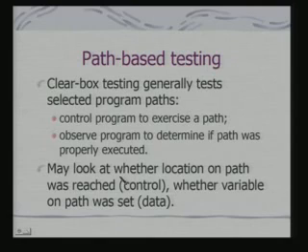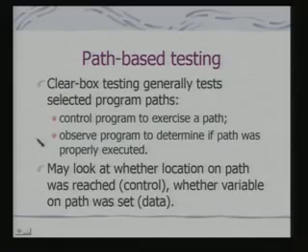One way of doing clear box testing is what is called path based testing. Clear box testing obviously cannot test all possible paths in the program. It selects and tests a few of the possible paths. So, use a control program to exercise a path. You observe the program to determine if the path was properly executed or not, and may look at whether a location on the path was reached. This is the control aspect of it, and whether a variable on the data path was set. This is the data aspect of it. So, typically in clear box testing, you do what is known as path based testing.